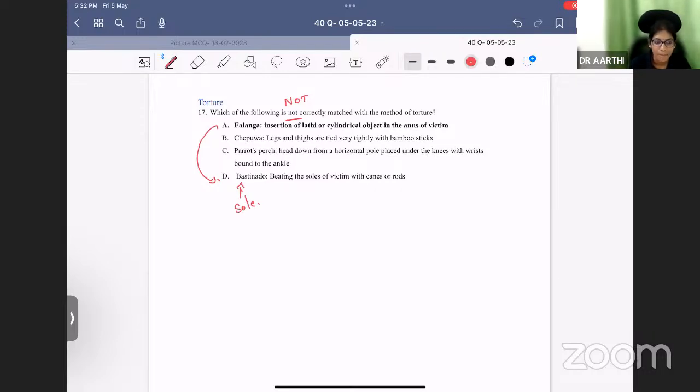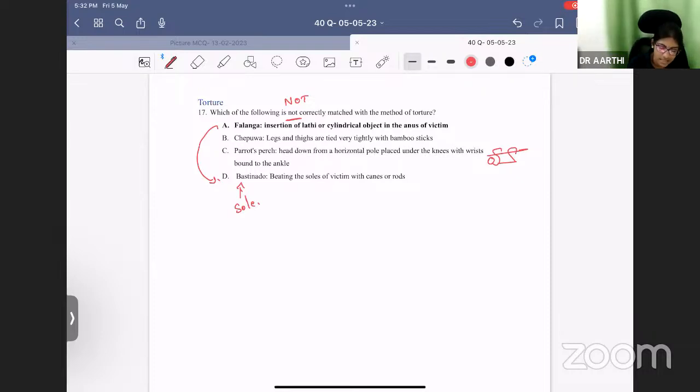Okay. Parrot breach. We remember parrot breach with Jack Sparrow in Pirates of the Caribbean, the way Johnny Depp is carried. That is parrot breach. They are literally carried on a rod, with limbs tied together over here. Okay, so that is parrot breach. Next, chepua means legs, and the legs and thighs are very tightly tied together with a bamboo stick.